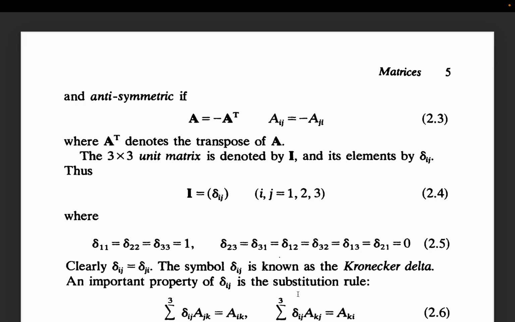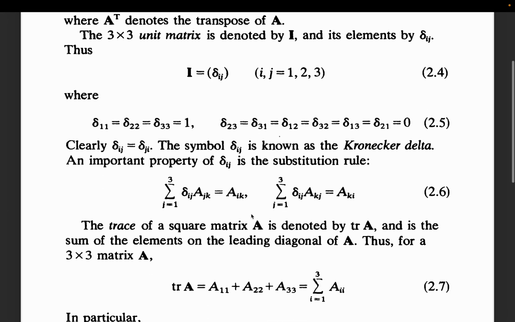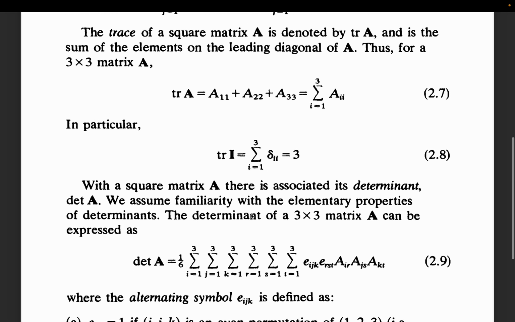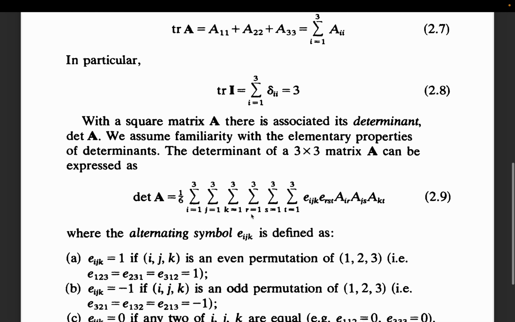The unit matrix is denoted by the Kronecker delta, and this symbol is 1 only if i equals j, otherwise it is 0. The trace of the matrix A can be written as the sum over indices i equals 1, 2, 3 of A_ii in terms of the elements of the matrix. One can also write the determinant of the matrix in terms of elements using Levi-Civita symbols.